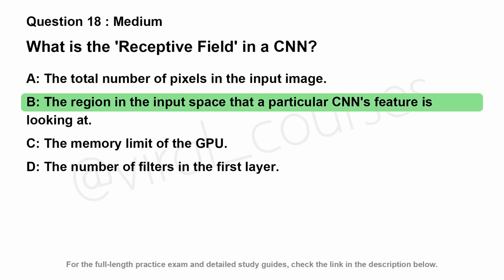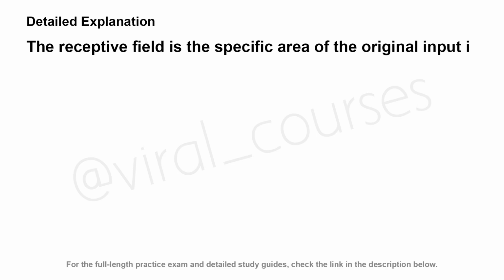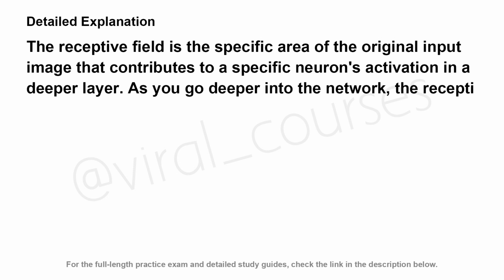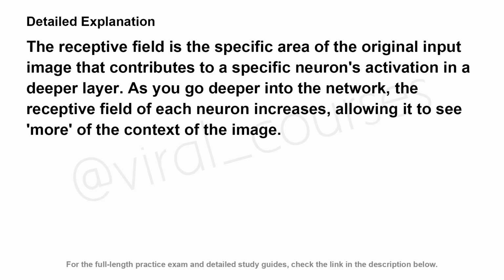The correct answer is B. The receptive field is the specific area of the original input image that contributes to a specific neuron's activation in a deeper layer. As you go deeper into the network, the receptive field of each neuron increases, allowing it to see more of the context of the image.